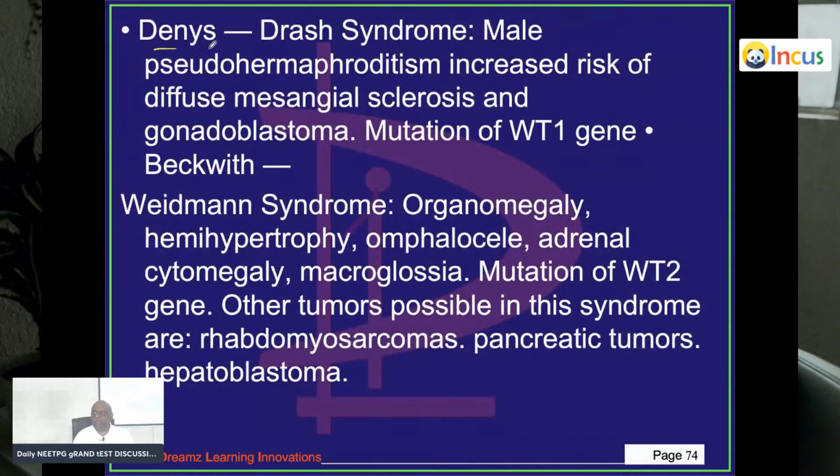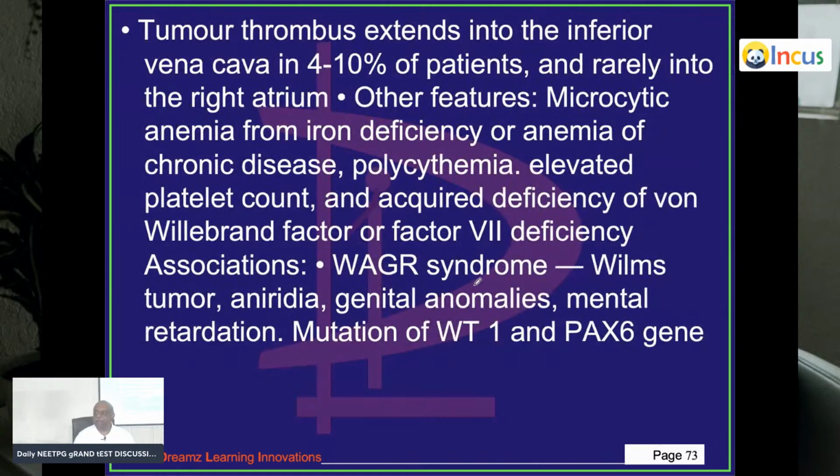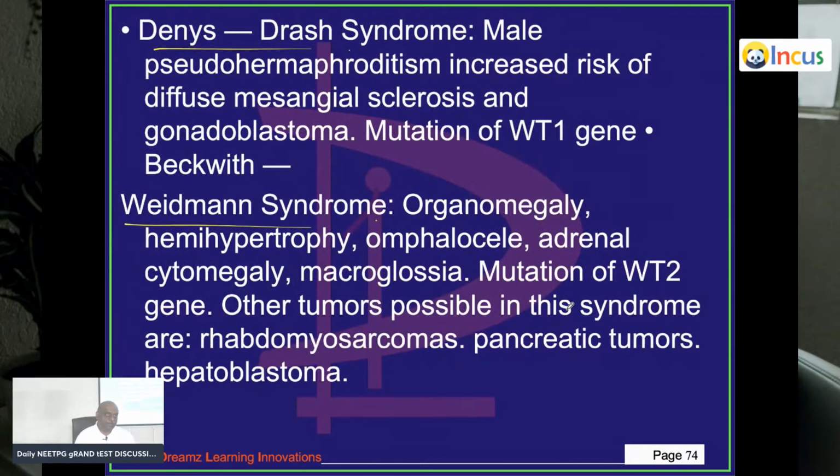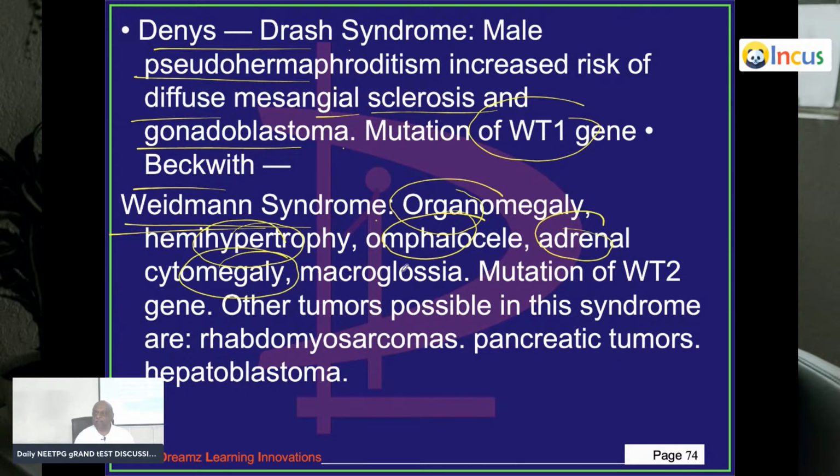And what is Denys-Drash syndrome, Beckwith-Wiedemann syndrome, and WAGR syndrome in relation to Wilms? WAGR is Wilms tumor, aniridia, genital anomalies, mental retardation. Mutation of WT1 and PAX6 gene. Denys-Drash is male pseudohermaphroditism with diffuse mesangial sclerosis and gonadoblastoma, associated with WT1 gene. Beckwith-Wiedemann is organomegaly, hemihypertrophy, omphalocele, adrenal cytomegaly, macroglossia, associated with WT2.